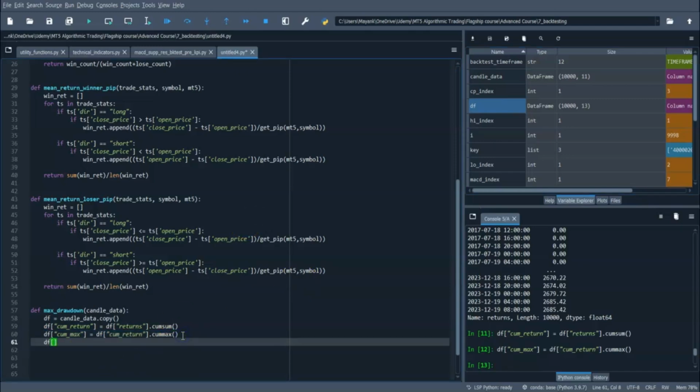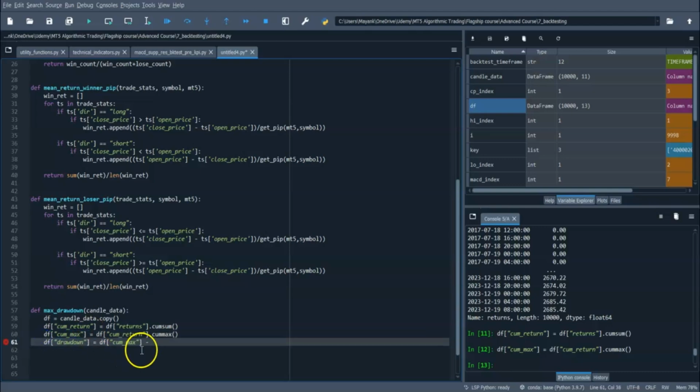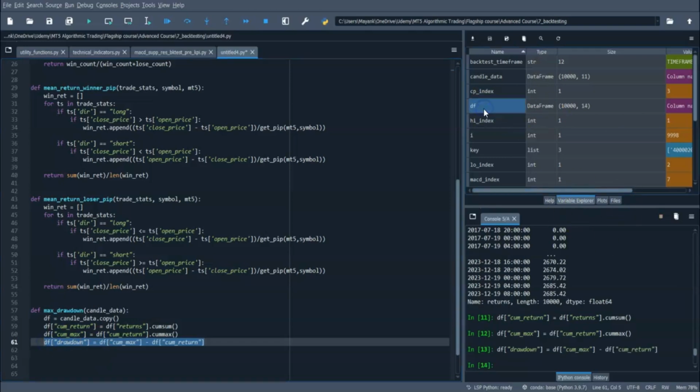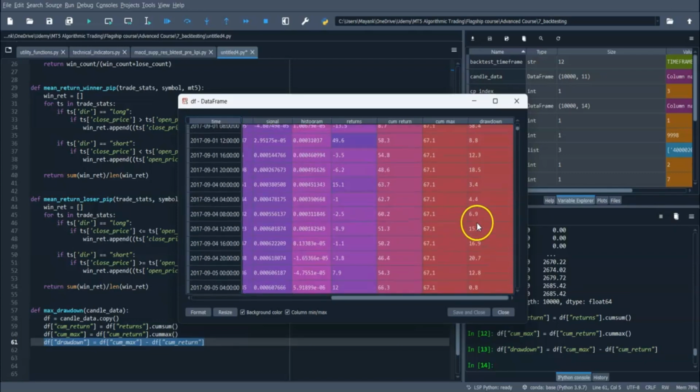And now drawdown is fairly simple to calculate. So df cumulative max minus df cumulative return. This would give me the drawdown. Again, this is not the max drawdown. This is simply the drawdown. So let me show you what this will do. Now if I open drawdown, let's see how this works. At this point, 2.7 is the max value. From 2.7, it goes to minus 16.8. So the drawdown is 2.7 minus minus 16.8, which means you have lost 19.5 pips so far. Then if you go down, it further went down to minus 27.3, so our drawdown increased. Alright, so now we have got all the drawdowns.